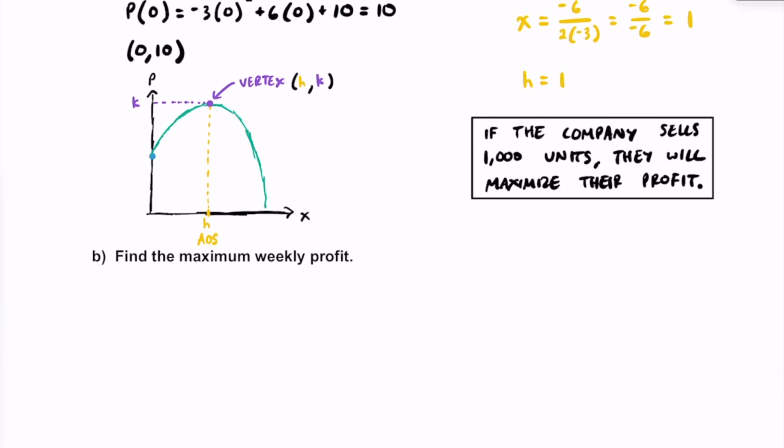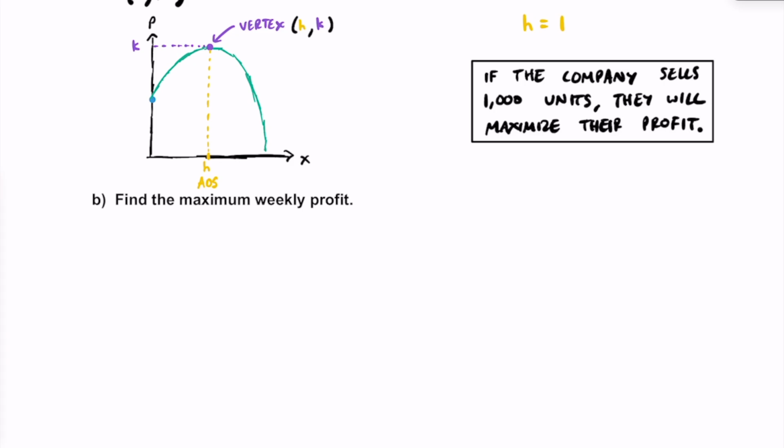Alright, in part B, what they're asking us to do is find that maximum weekly profit, so we're going to use that information from part A to do so. So let's write our function down again. It was p of x is equal to negative 3x squared plus 6x plus 10. And so what we want to find out here is that maximum weekly profit. So we know that it's going to occur when x is equal to 1. So we're going to say P of 1, or replace x with 1, or 1,000 units.